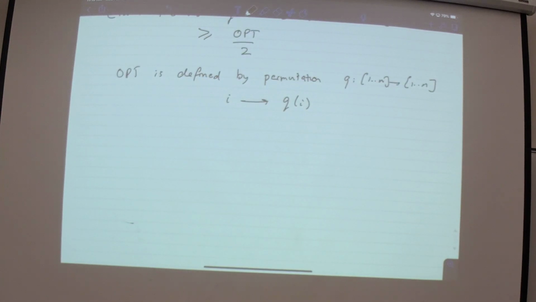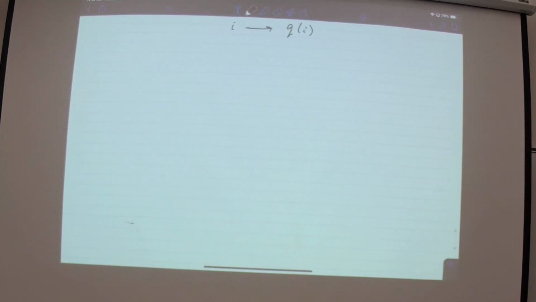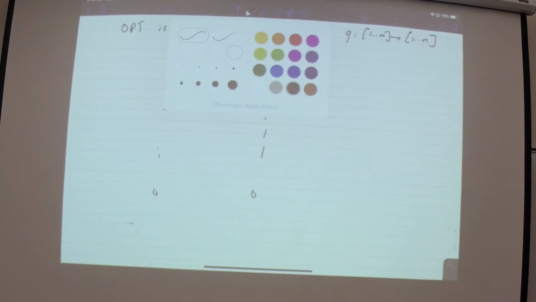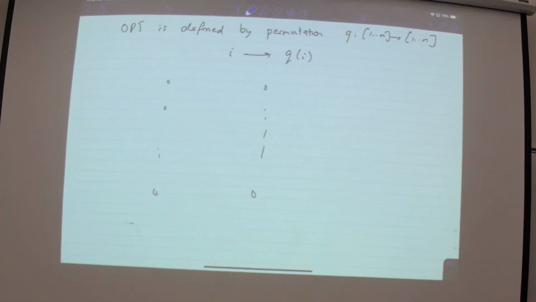So what's the plan? Here's the plan. We're going to try and imagine the optimal solution in juxtaposition with our solution. In other words, we have some kind of assignment. So we have people, and we have gifts, and we have some assignment. So I'm going to draw assignments in blue.